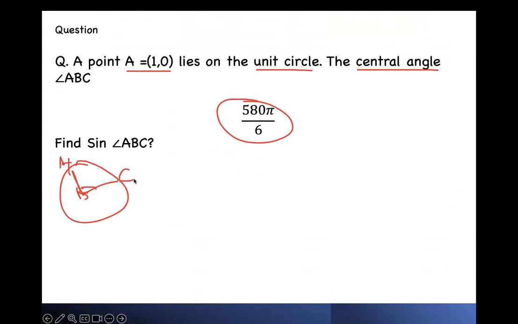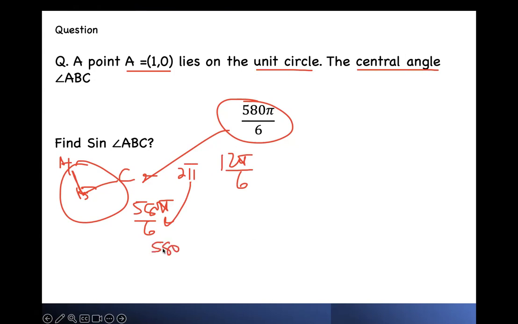ABC. Now, we have to reduce this: 580 pi over 6. Since we have 6, we got to get 2 pi. How can you make 2 pi out of 6? Well, 12 pi over 6 will give me 2 pi. That means I have to divide 580 by what? 12. That's all. You got to develop a strategy to be able to find this quickly. If you do that, it becomes easy. And if you divide, you get 48, remainder 4.